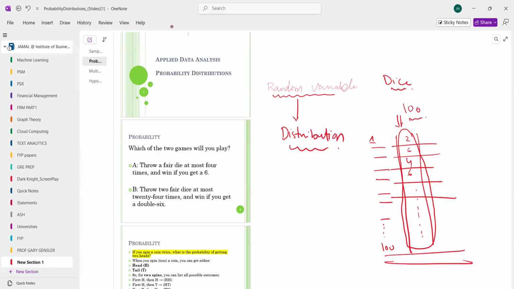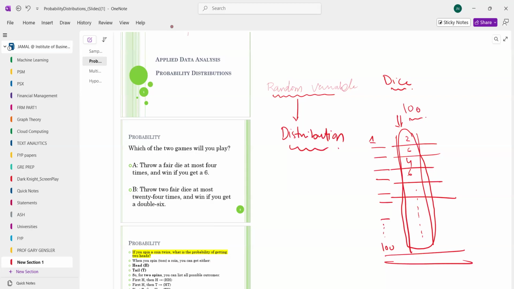So if you have 100 different stocks in your portfolio, and you record the returns of those 100 stocks of different companies for maybe 30 days, those returns are going to follow a certain distribution, and that distribution is going to be continuous. It's not going to be discrete. So that's the difference between the discrete and the continuous distributions.